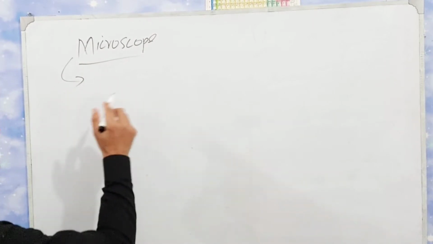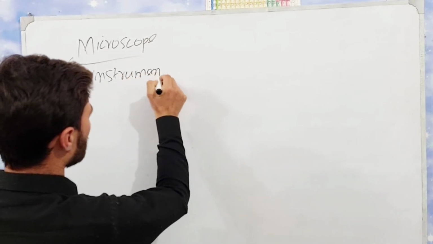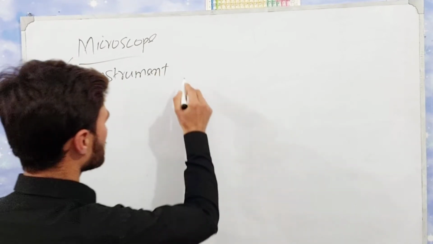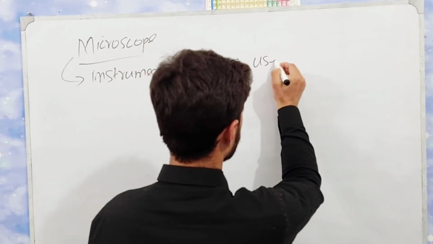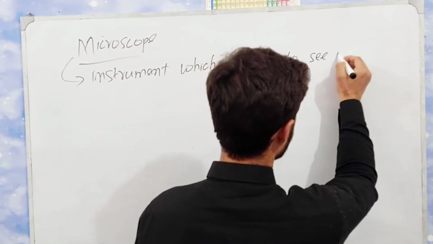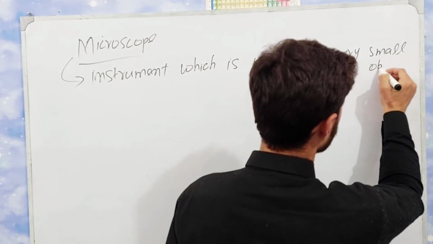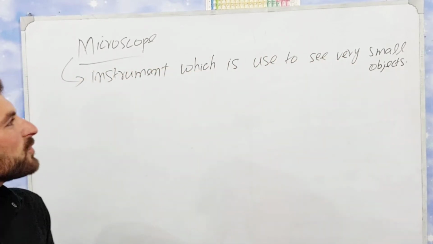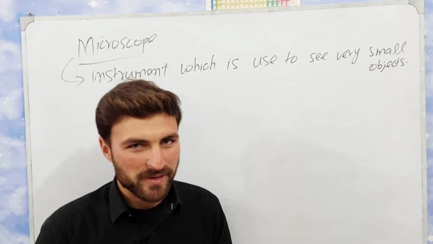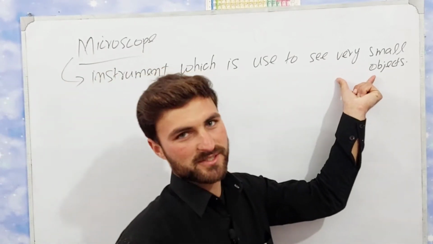So we can define the microscope like that: it is an instrument. The microscope is an instrument which is used to see very small objects. So microscope is an instrument which is used to see very small objects.